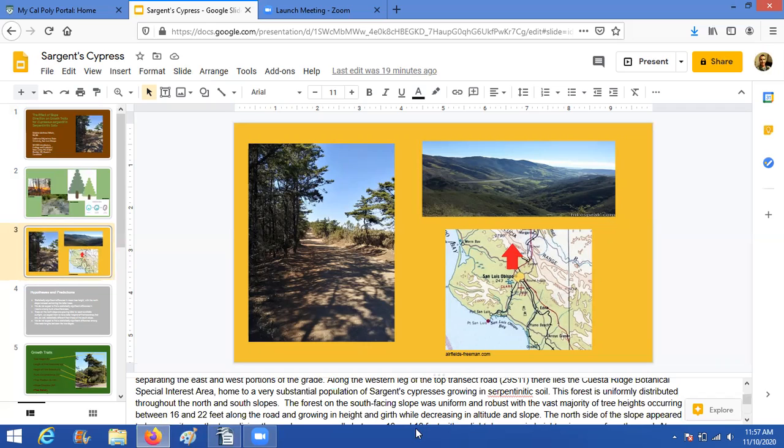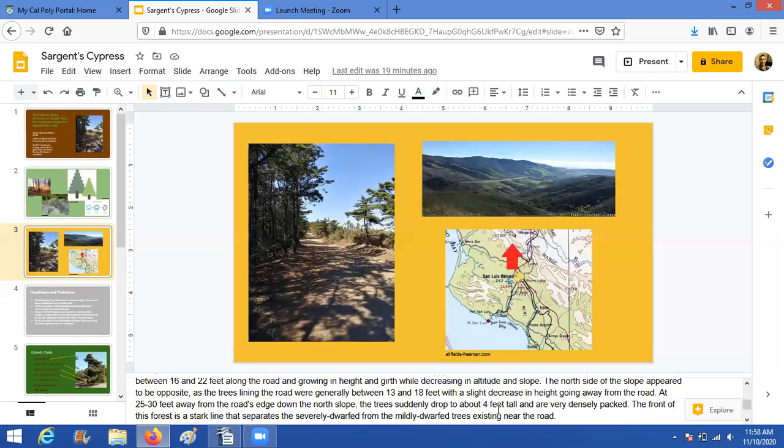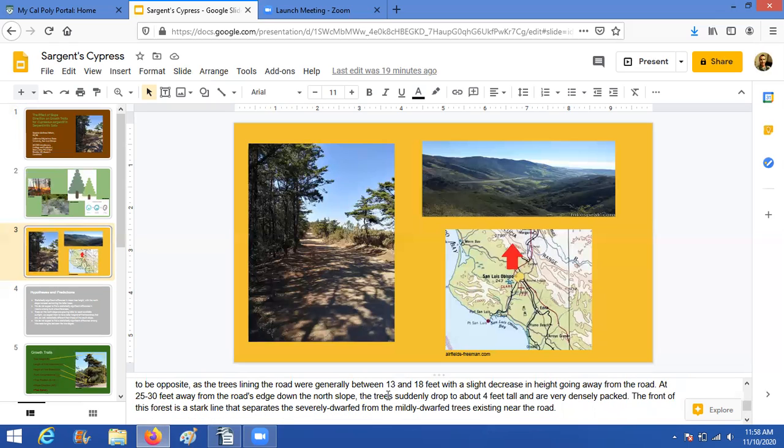This forest is uniformly distributed throughout the north and south slopes. The forest on the south-facing slope is uniform and robust, with the vast majority of tree heights occurring between, based on observation only initially, 16 to 22 feet along the road, and growing in height and girth while decreasing in altitude and slope. So getting bigger as you go down. The north side of the slope appeared to be opposite, as the trees lining the road were generally between 13 and 18 feet, with a slight decrease in height going away from the road, at 25 to 30 feet away from the road's edge down the north slope.